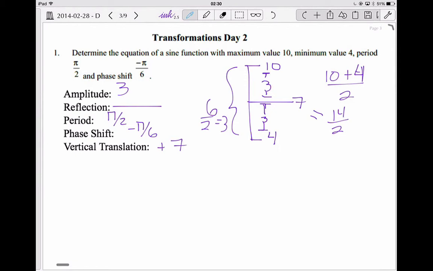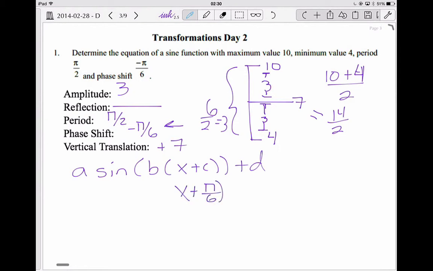Okay, so let's see. Because I have a phase shift, I'm going to go ahead and write this in the form a sine of b times (x plus c) plus d, where I've got my coefficient of x already factored out. So that means I can just plug my phase shift in. If my phase shift is negative pi over 6, that means I'm going to the left, which means I need to add pi over 6. So I've got x plus pi over 6.